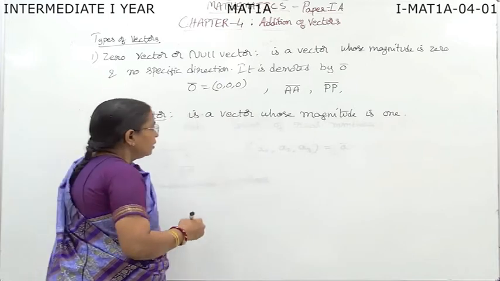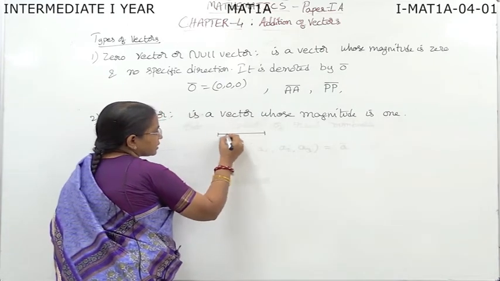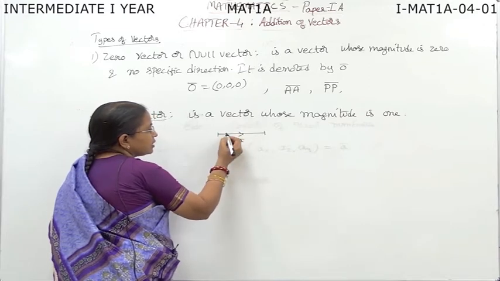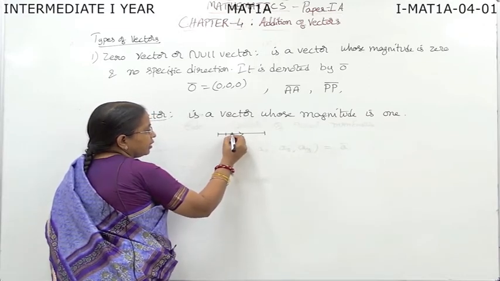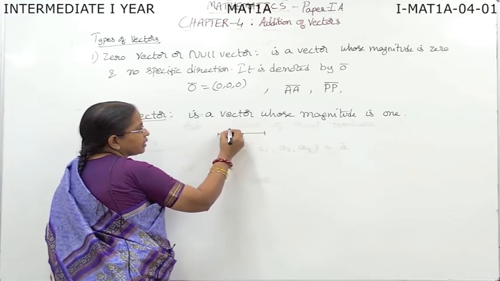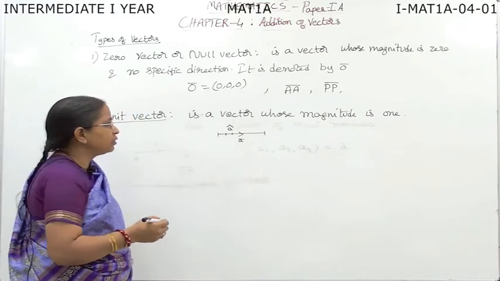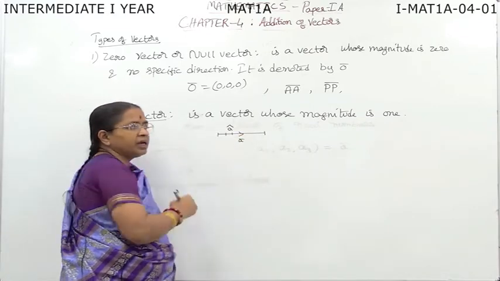Now, suppose you have a vector A like this. Now consider a vector whose length is just 1 unit. So this is the unit vector and it is denoted by A cap. The unit vector in the direction of A is denoted by A cap.